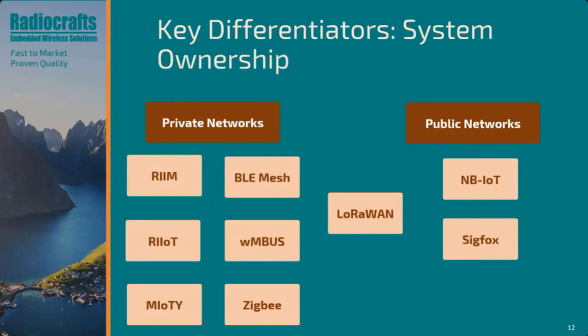On the other hand, private networks are the ones you own and have full control of, such as Radiocrafts RIIM, for example. LoRaWAN is kind of in the middle since it supports both modes.